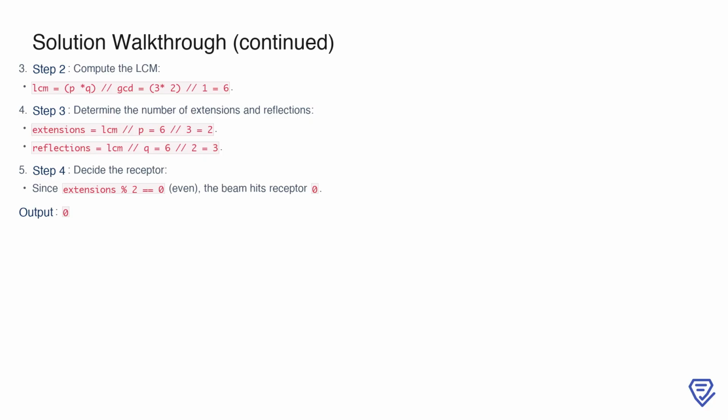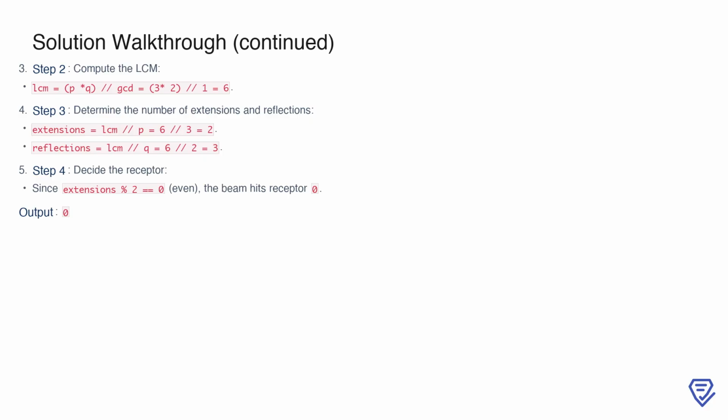Using the formula P*Q/GCD, we substitute P equals 3 and Q equals 2 to get 3*2/1 equals 6. This means the LCM for this setup is 6. From here, we determine the number of extensions and reflections.